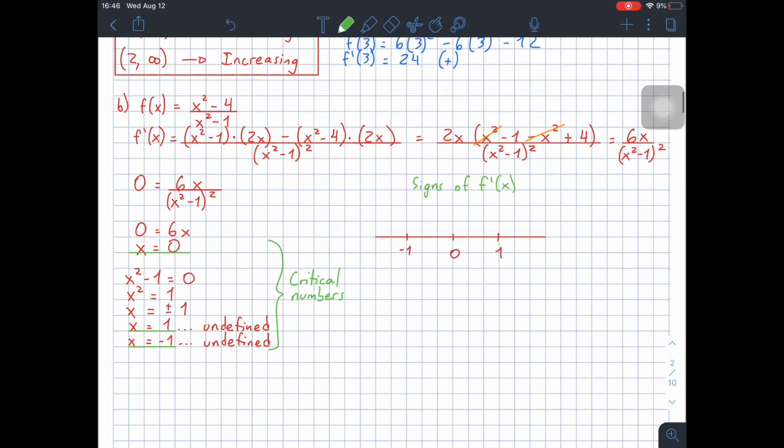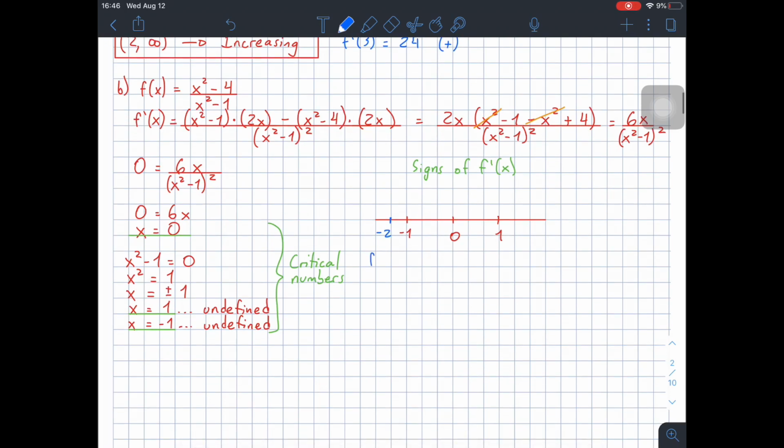So what I'm going to do is pick a value which is less than negative 1, for example, negative 2, and I'm going to analyze that. F prime of negative 2 is equal to 6 times negative 2 over, remember I'm using this one, negative 2 squared minus 1 squared. This gives me as a result negative 12 over 9.